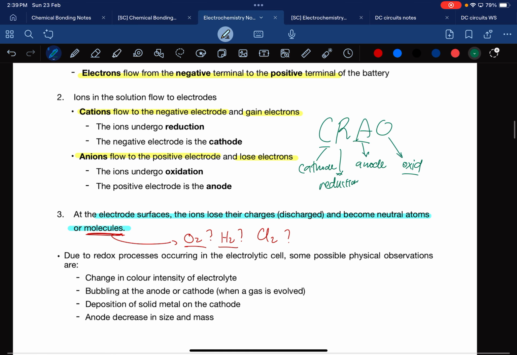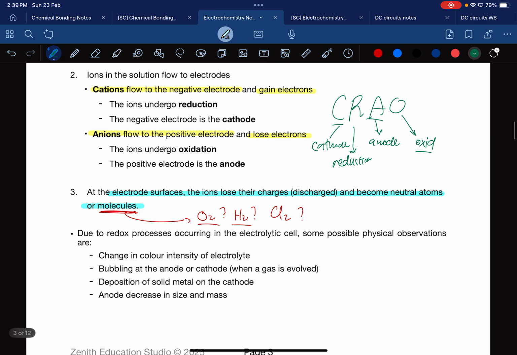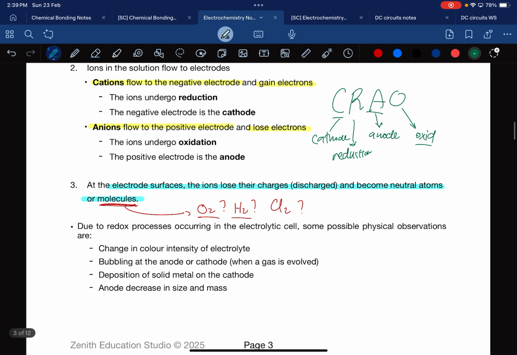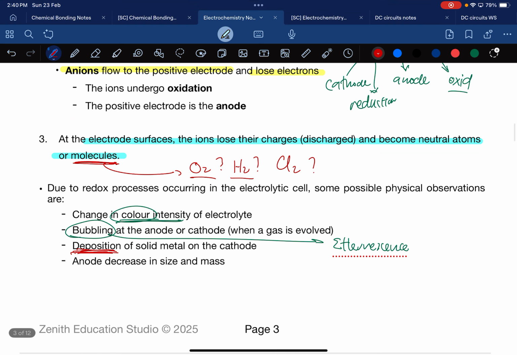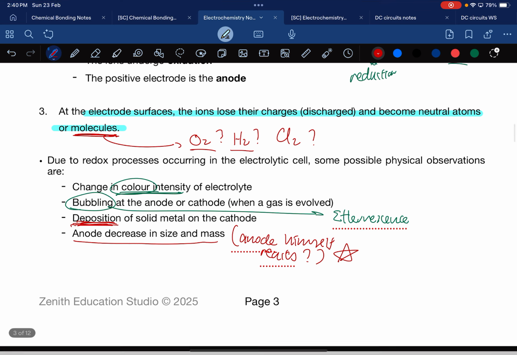Good. So here is where some QA stuff may or may not come in. Because of the production or the use of certain ions and products, we can have changes in color. We can have bubbles, effervescence. If I form pure metal, I may also have deposition, a metal deposit. Or the anode itself can react. How exactly does this happen? We will talk about it later.